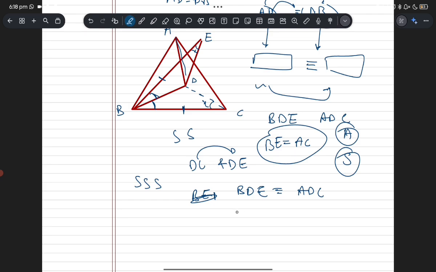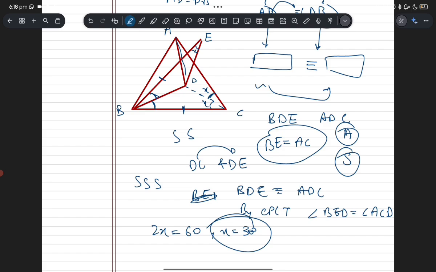That means by CPCT, angle BED equals angle ACD equals this X. Now what? The triangle is equilateral, so this angle must be 60. So we have 2x equals 60 and x equals 30. We are done.